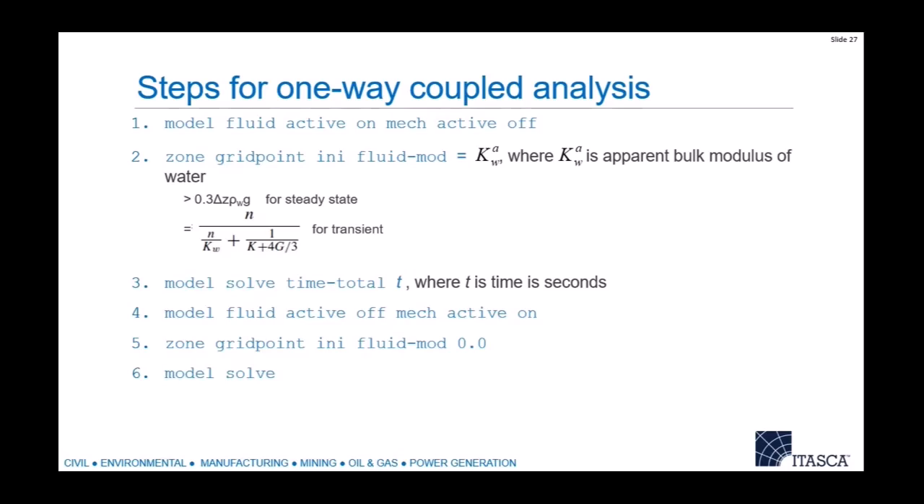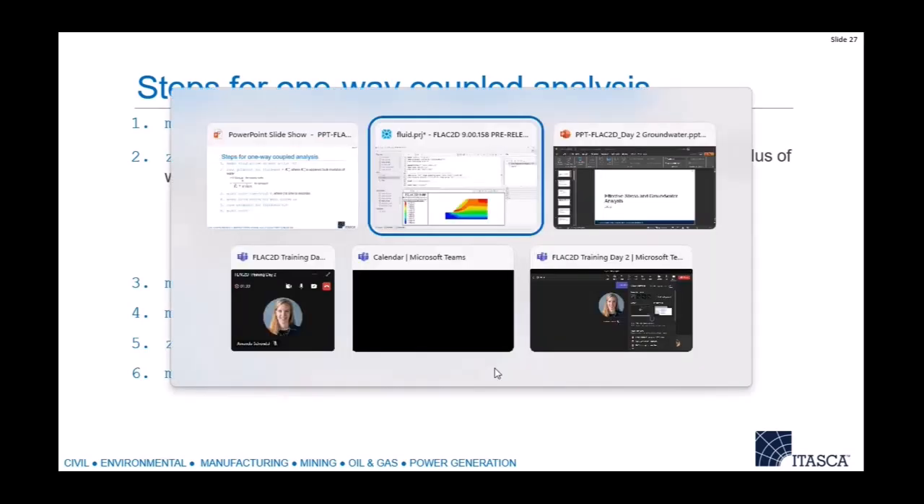Now we've got our pore pressure field. And then we set our fluid modulus to 0. This is so we turn off two-way coupling. Now when the zones compress, they're not going to generate pore pressure because the fluid modulus is 0. And then we solve the mechanical part. And that's what this data file is doing.